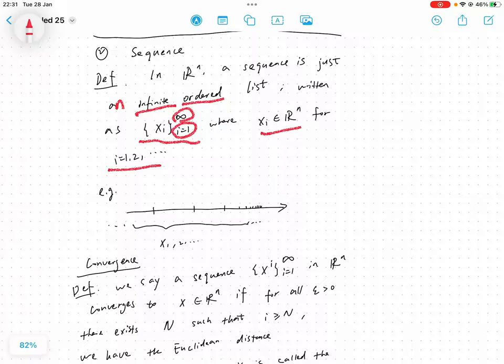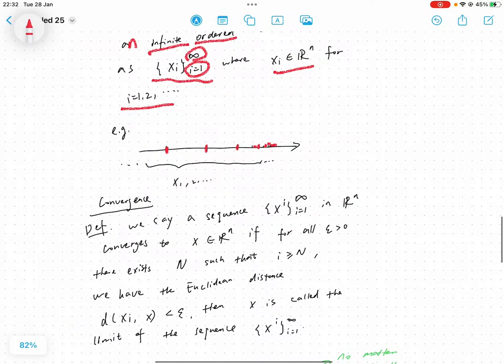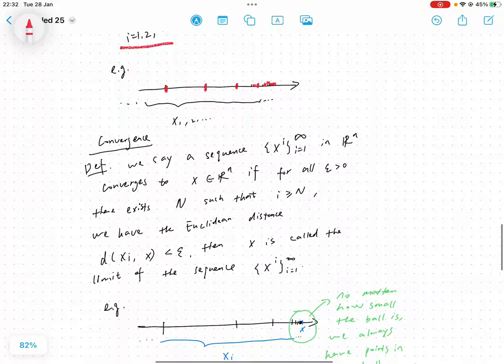As an example, here we have this real line in R1. This could be x1, and this could be x2, x3, and so on and so forth, and it goes to somewhere on this real line, but there are infinitely many of those points. So this is an ordered list as a sequence. Then we're going to talk about convergence.